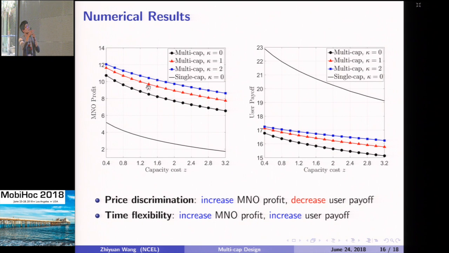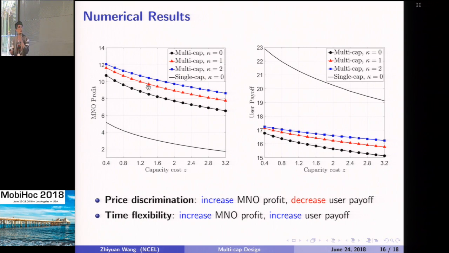By comparing the three curves with markers, we notice that the time flexibility offered by the rollover mechanism can increase both the operator's profit and the user's payoff. So here's the conclusion. In this work, we studied the operator's optimal multi-cap design, considering users' two-dimensional private information under different rollover mechanisms. We also looked at the impact of time flexibility and price discrimination.